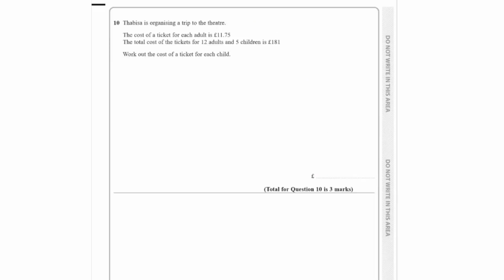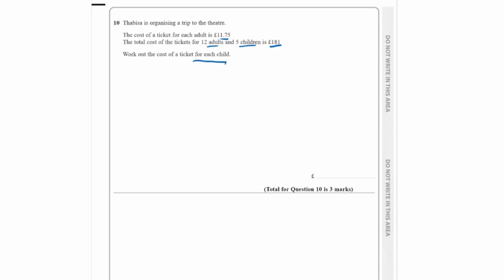Question 10. Tabisa is organizing a trip to the theater. The cost of a ticket for each adult is 11.75 pounds. The total cost of the tickets for the 12 adults plus the 5 children is 181 pounds. Deduce the ticket cost for one child.